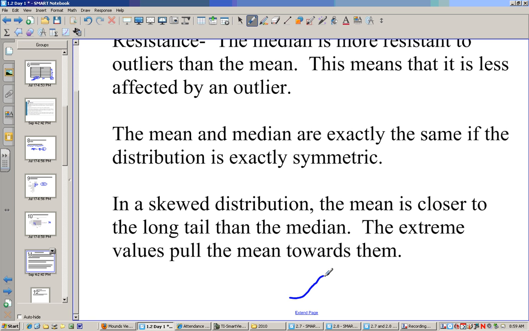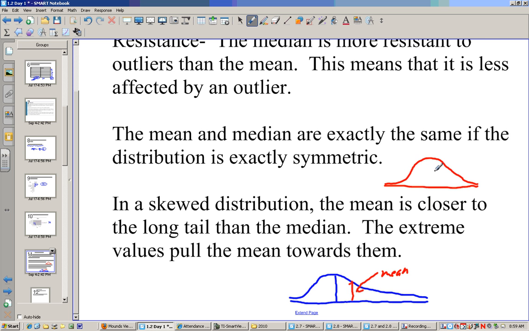So if it's skewed like this, the median might be here, but the mean will be moved more towards the tail. So that would be the mean, where this blue one would be the median. Now, if it's exactly symmetric, that would represent both the mean and the median.